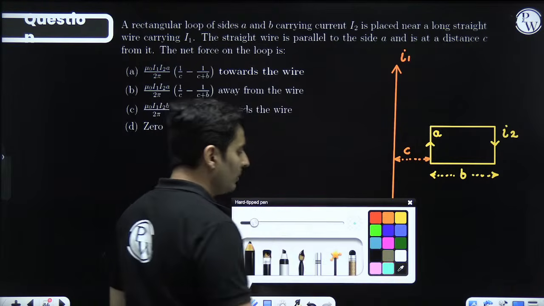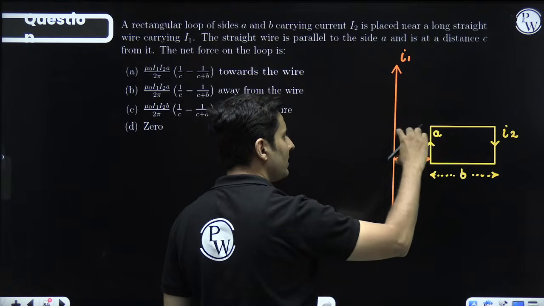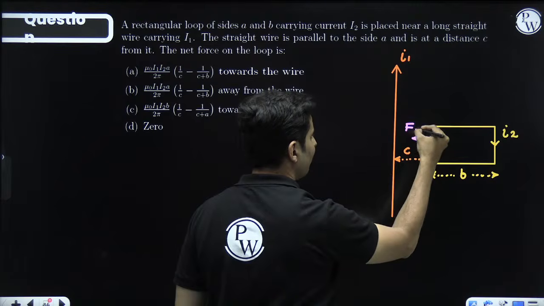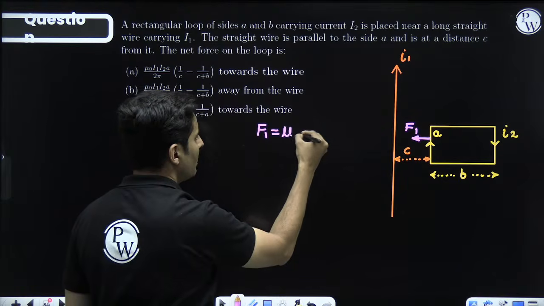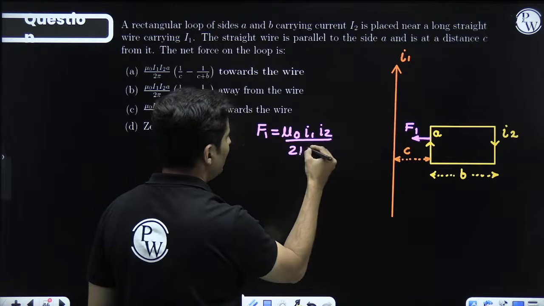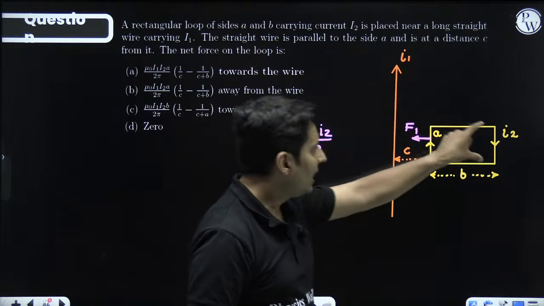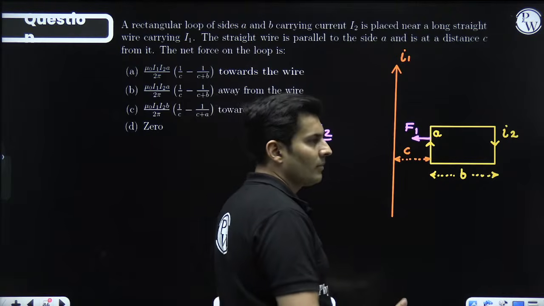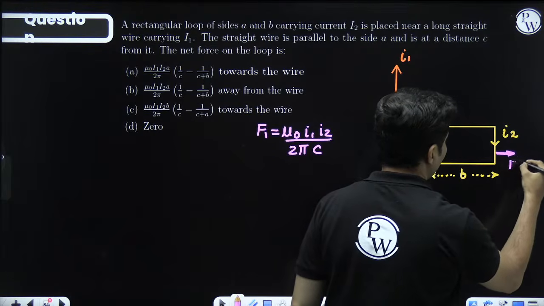Out of them, you will realize that this wire and this wire are parallel to each other, so this part should experience a force like this. I will call it F1. This F1 will be mu naught I1 I2 divided by 2 pi times the distance, which is C. For this wire and this wire, the currents are opposite, so they will repel. The force will be like this. I will call it F2.